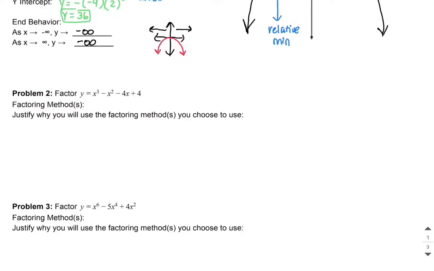For problem 2, I want to factor y is equal to x cubed minus x squared minus 4x plus 4. The thing that should immediately pop out to me is that there are 4 terms here. That's going to tell me that my factoring method is probably grouping. So if I see 4 terms and this is a higher degree polynomial, it's probably going to be grouping.